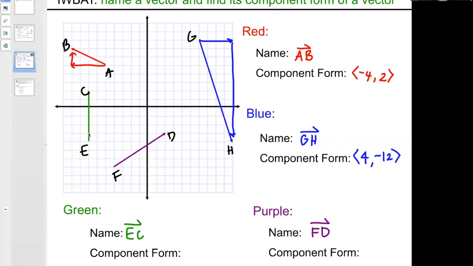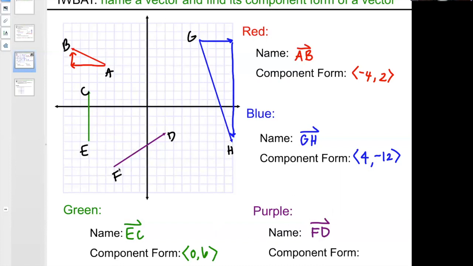The green one, so again, start at E, the initial point, and then you're going to count the horizontal movement. Well, this one doesn't go either way, left or right. It's going straight up. So this one's horizontal component is 0. Okay, vertical component is going to be the same as the length of this vector. So just count 1, 2, 3, 4, 5, 6 units. And then it's going up, so that's a positive.